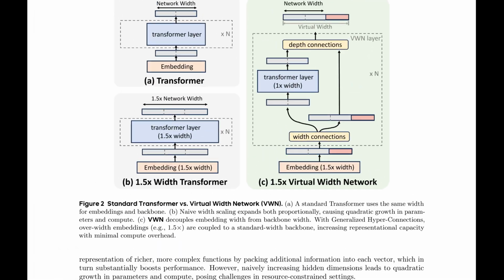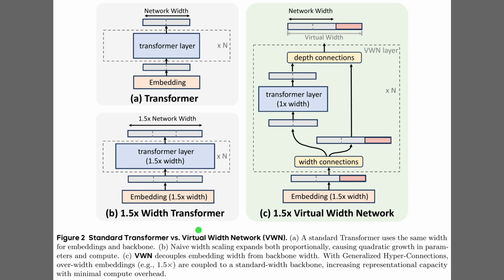Alright, figure 2 contrasts 3 layouts to show why virtual width helps without blowing up compute. The left panels depict a standard transformer and a naive wider version, which both tie embedding width to backbone width, so cost grows quickly. The right panel introduces virtual width, which keeps the backbone narrow while embeddings are wider. Generalized hyper-connections act as lightweight routing that compresses to backbone size and then expands back, so representation grows with minimal overhead.